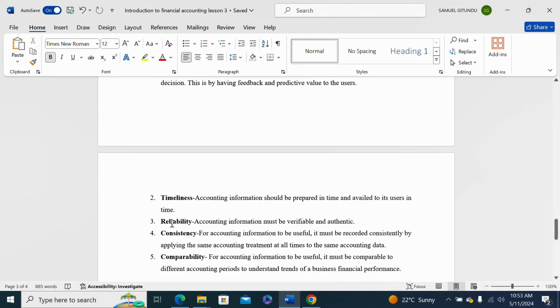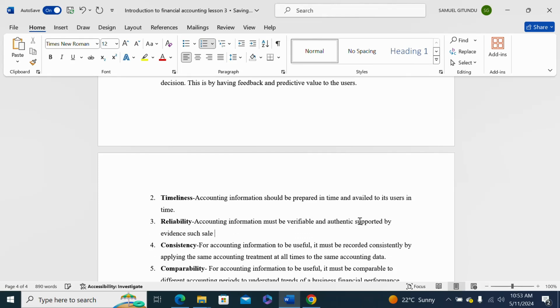The next quality of useful accounting information is reliability, and reliability simply means that accounting information must be verifiable and authentic. This means that it must be supported by evidence such as sales receipts, bank statements, and invoices. So if the financial statement is supported by receipts, bank statements, and invoices, then it means that the information is verifiable and authentic, and that's another quality of useful accounting information.